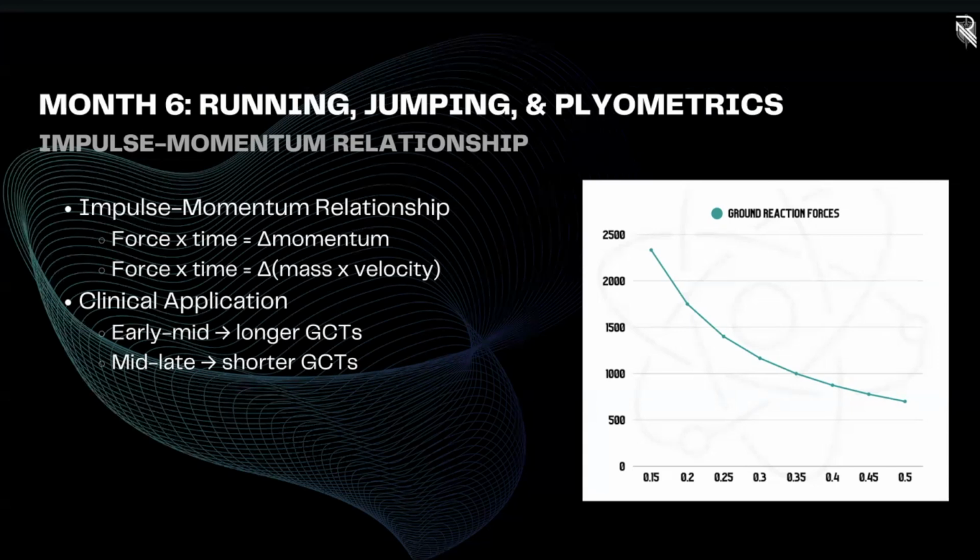From an exercise perspective, the 3 most easily manipulated variables are going to be mass, velocity, and time. And how we adjust those will directly affect the loading strategies we use in our plyometric progressions.